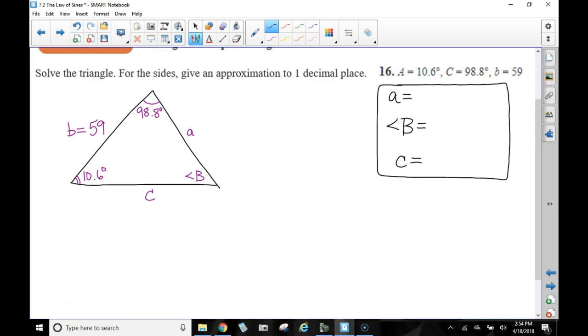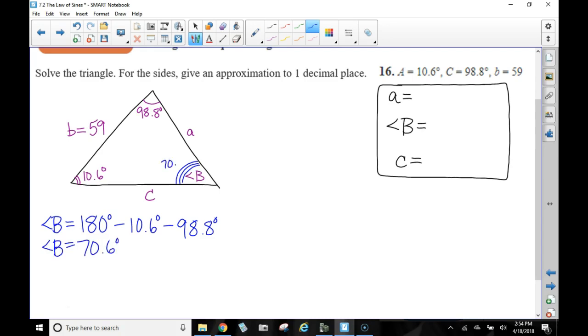I really think the first thing I'd like to do, since I have 2 angles already given, is go ahead and find the measure of this third angle, angle B. Angle B is going to be the total sum of the angles in any triangle less the 2 given angles, 10.6 less the 98.8. When we subtract 180 minus 10.6 minus 98.8, we get 70.6 degrees. I'm going to label that 70.6 degrees in my diagram, as well as jot that down over here in my answer box.